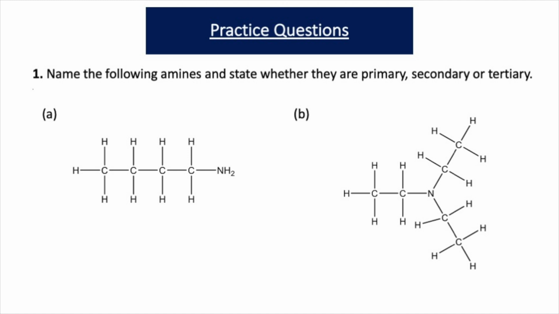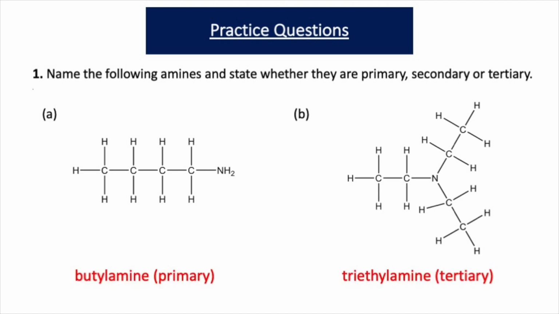So now have a go at these practice questions. So here's the first practice question. We want you to name the following amines and state whether they are primary, secondary or tertiary. So pause the video, have a go at it, and then we'll go for the answers. And then we'll have a go at some more questions where I'm going to get you to name the following amines and state whether they're primary, secondary or tertiary. So now let's go for the answers.